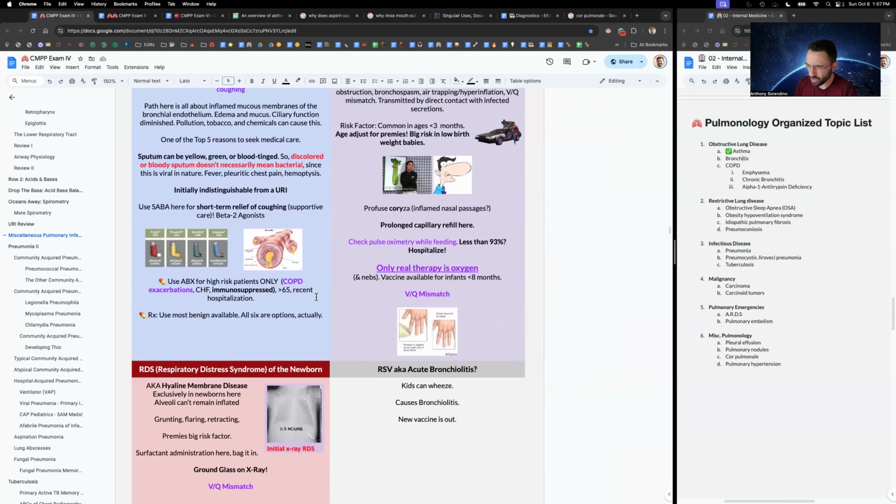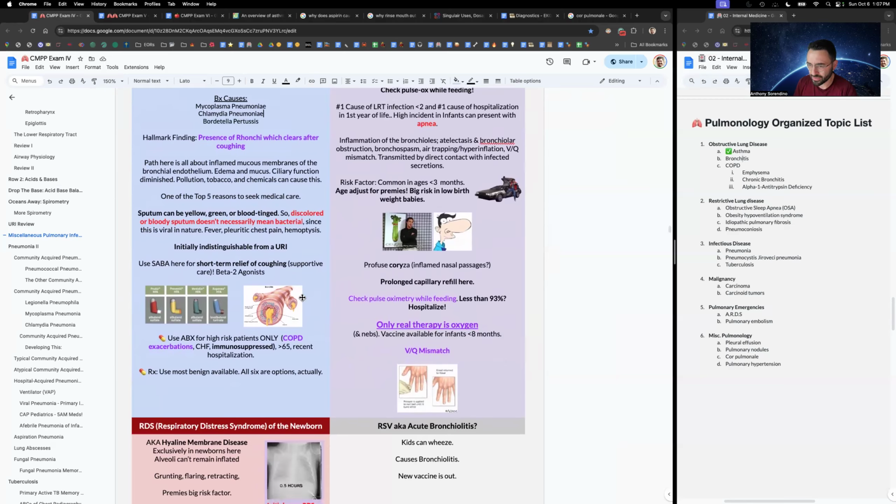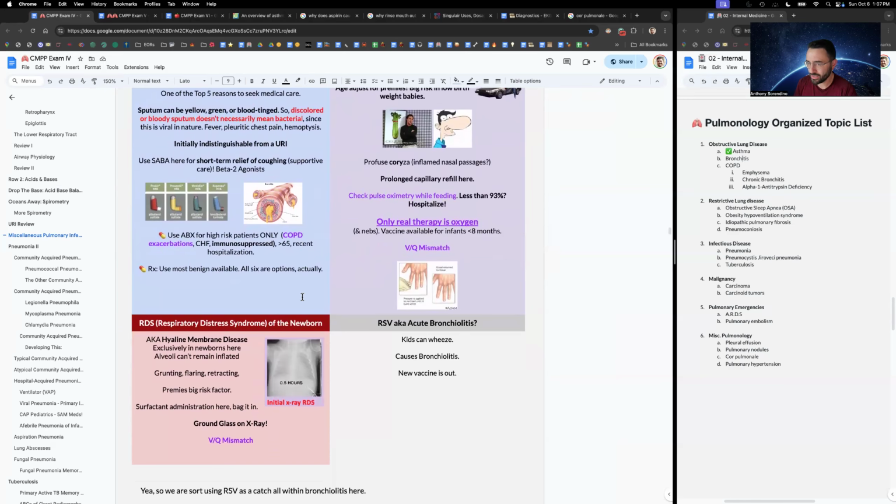Is any of this stuff on here? Bronchiolitis? I don't see it, honestly. So if I don't see it, I'm not going to worry about it. So we're going to call these checks, bronchitis, COPD. Okay, well, not too bad.